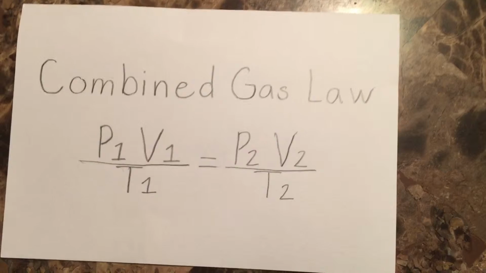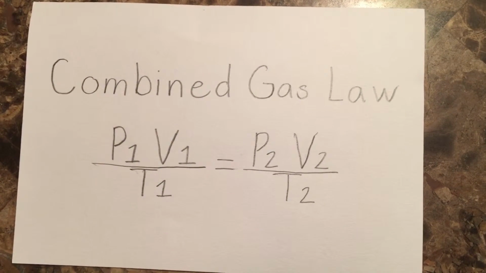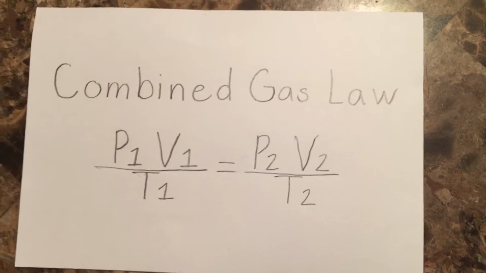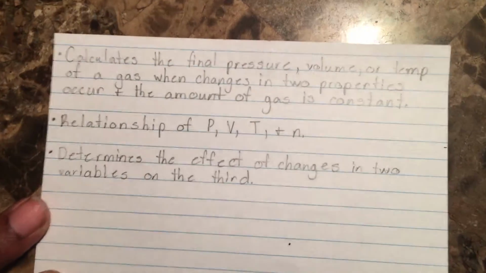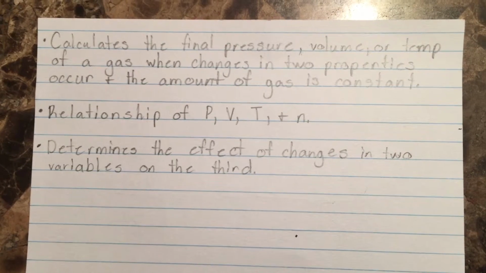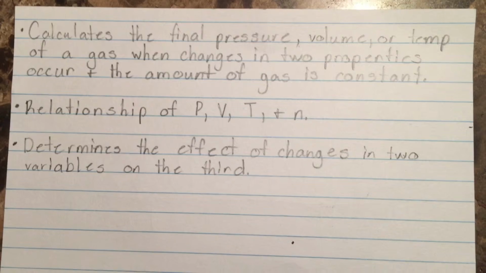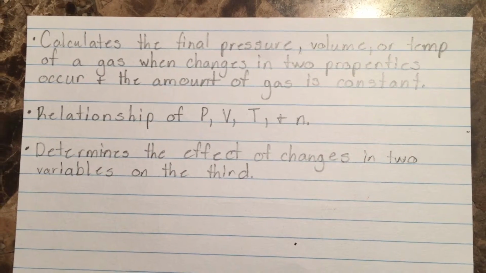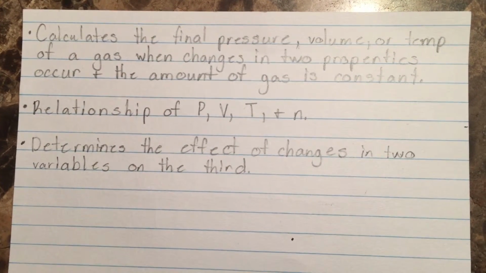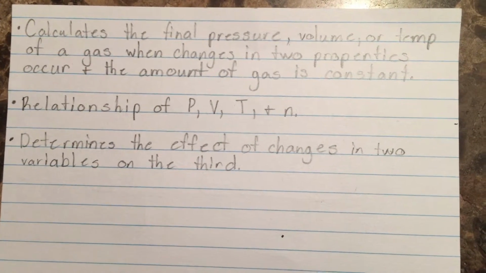Combined gas law. The equation is expressed as P1 times V1 divided by T1 equals P2 times V2 divided by T2. The combined gas law calculates the final pressure, volume, or temperature of a gas when changes in two properties occur and the amount of gas is constant. It is the relationship of pressure, volume, temperature, and moles. It determines the effective changes in two variables on the third. Here's an example.